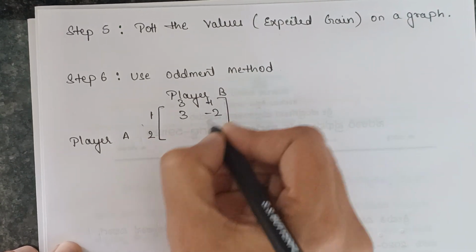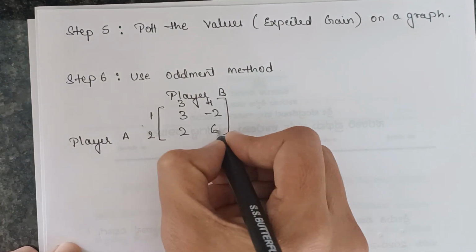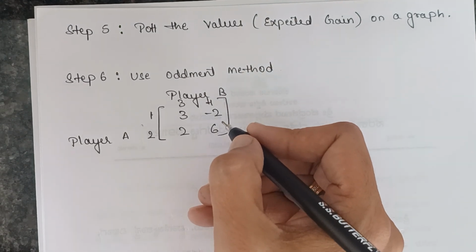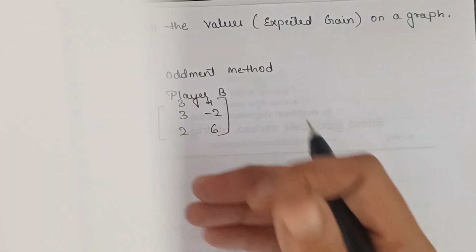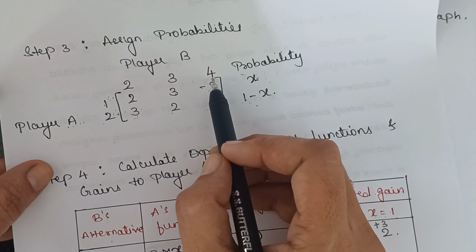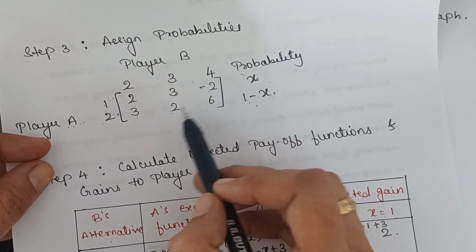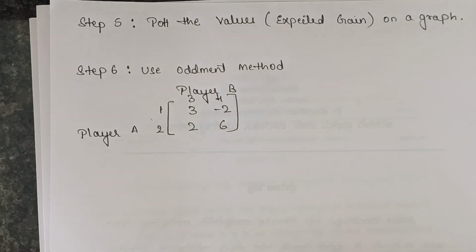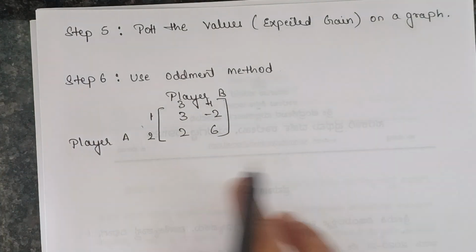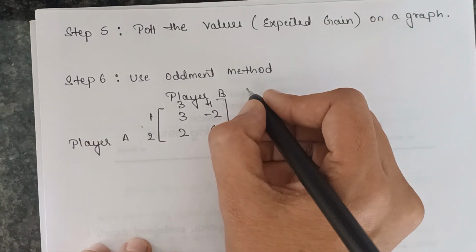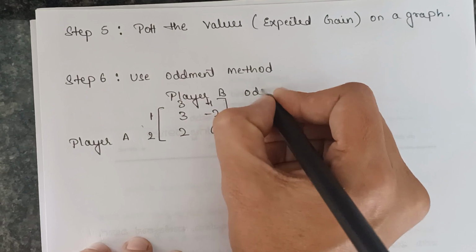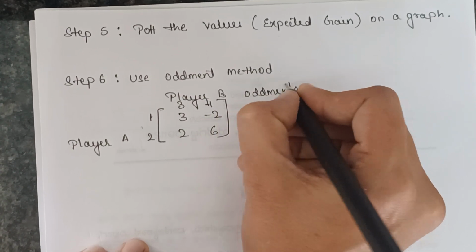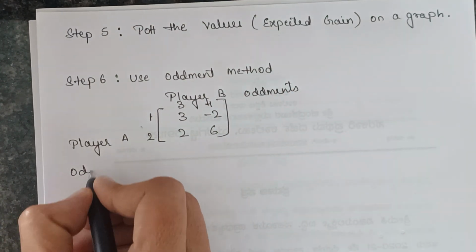3, -2, 2 and 6. Okay, we are taking the values. Here you can see B3 and B4: 3, -2, 2 and 6. These two rows are to be selected. Now for this matrix we will be using the oddments method. So first let us find out the oddments, row oddments and column oddments.